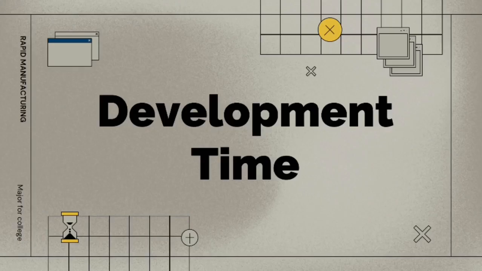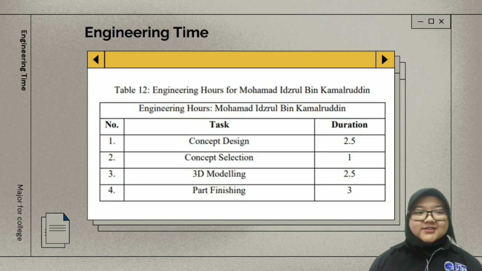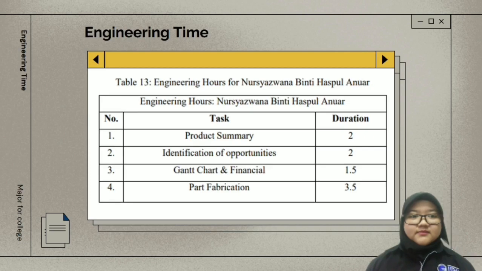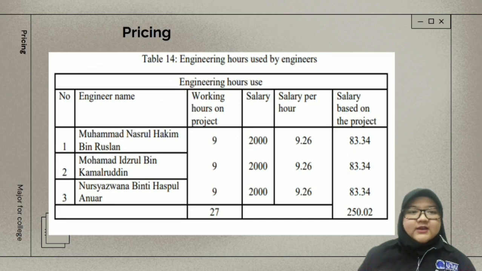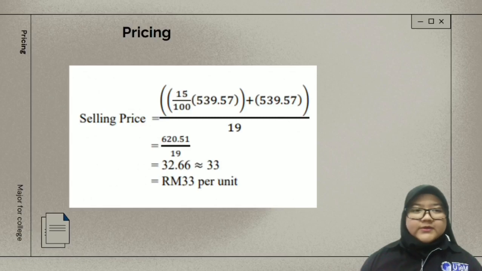Development time. This is the engineering time for Muhammad Nasrullah. This is the engineering time for Muhammad Israel. And the last one, this is the engineering time for Nur Shazwan. To calculate the pricing, for working hours on the project, we spend 9 hours per person. Material cost to produce a unique product. We take 50% profit for one product.